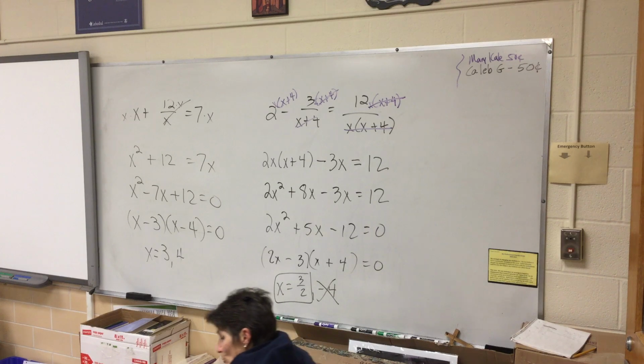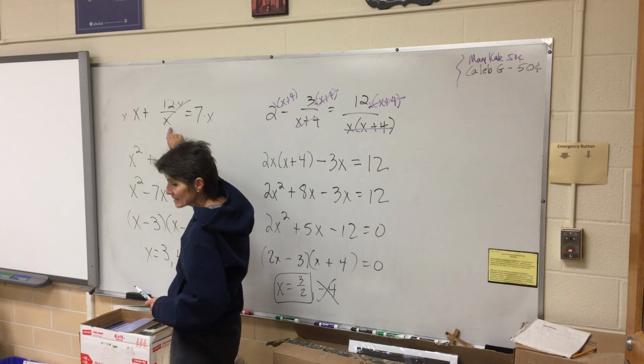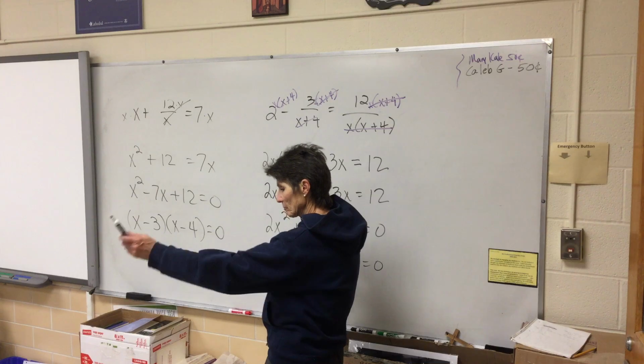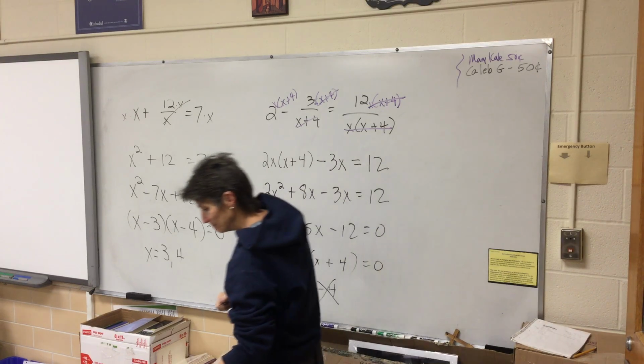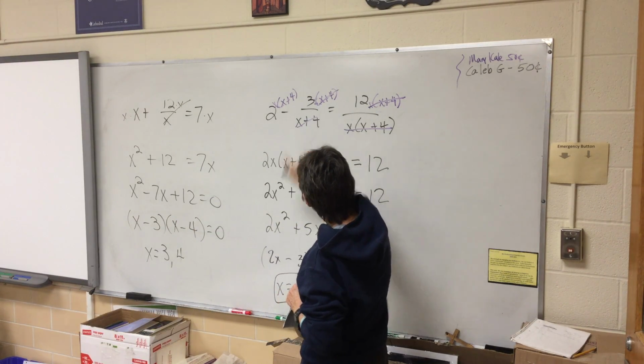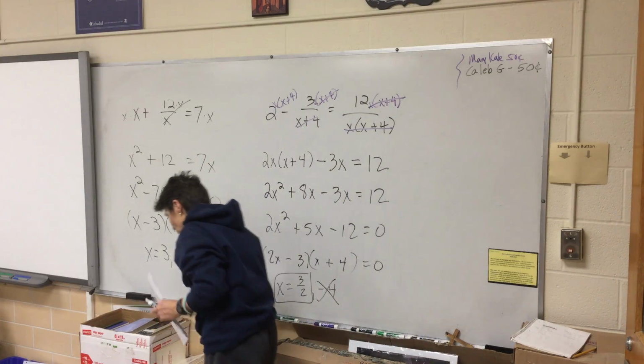You remember those rules about domain we talked about over and over again? You can never have a zero in the denominator. That has not changed. So whatever answers you get, if they make zero in the denominator, you have to throw them out. Well, Mrs. Ford, you didn't worry about it in the last problem. No, I didn't, because if I put a 3 or a 4 here, it's not a zero. The only thing that makes it extraneous is a 0 in the bottom, and negative 4 would make that a 0. So the answer is 3 halves.